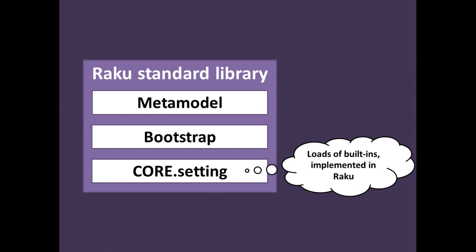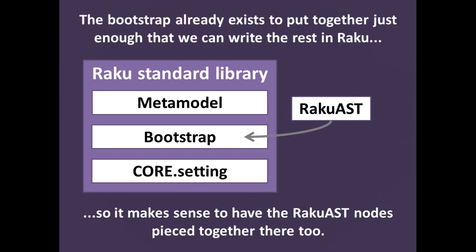So where does RakuAST fit into all of this picture? Core setting we just already said is too late. It can't go there because we need the AST nodes in order to compile Raku code. They should feel like normal Raku objects. So the meta model should already be in place, which means that they really want to go here. And that makes sense too. They probably want to go towards the end of this because we already want to have various of the other types defined. So for example, they can inherit from Any, which is the default Raku base class.